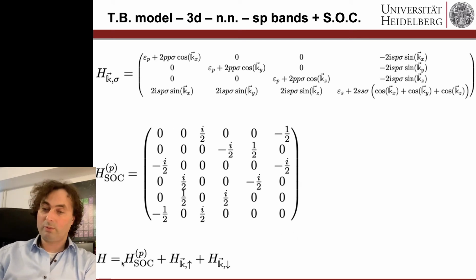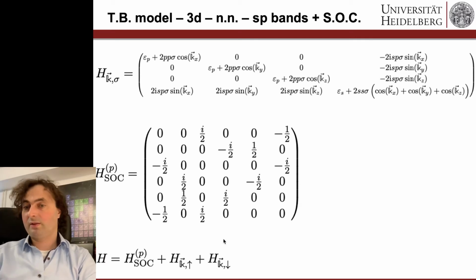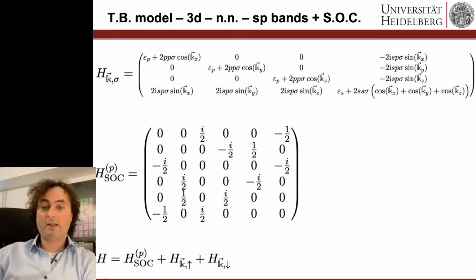So in total, your Hamiltonian is the spin-orbit coupling Hamiltonian on the p shell, a 6x6 matrix, the tight binding Hamiltonian with spin up, a 4x4 matrix, and a tight binding Hamiltonian for the spin down, a 4x4 matrix, that we in total have an 8x8 matrix, giving you the Hilbert space. We have 8 states, the 6 p states and 2 s states.